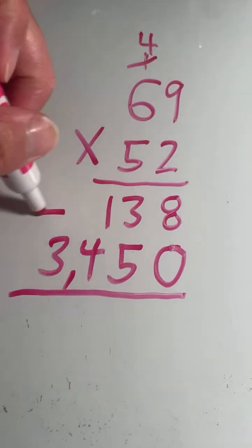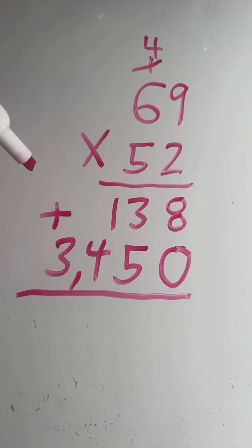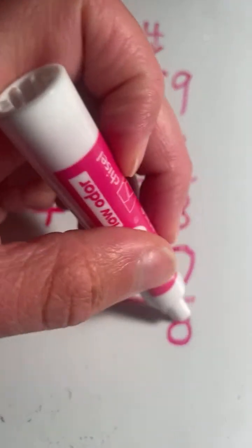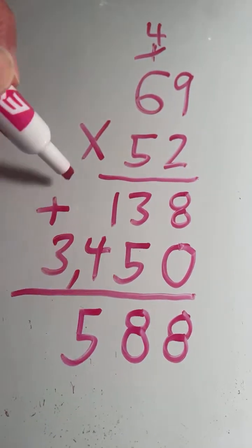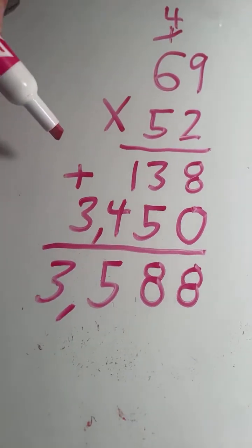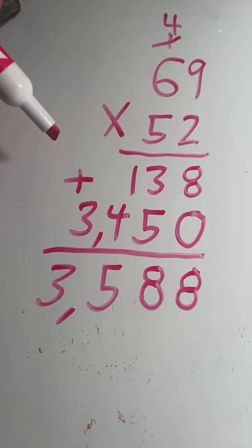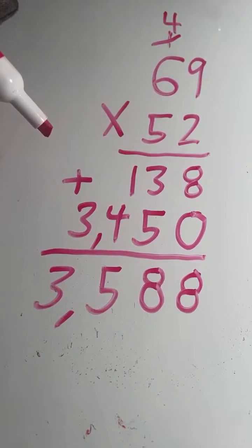Next, we're adding these two numbers together to get our final answer. 8 plus 0 equals 8. 3 plus 5 equals 8. 1 plus 4 equals 5. 0 plus 3 equals 3. And we have our final answer. 69 times 52 equals 3,588.